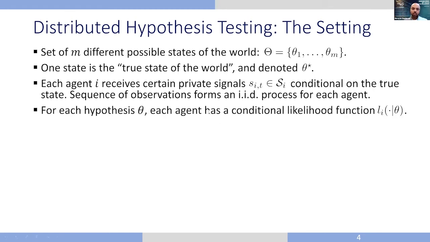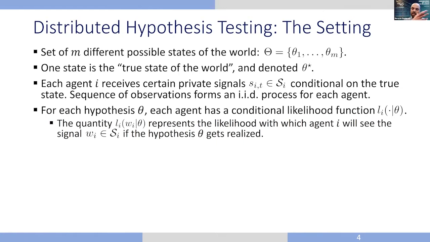For each possible state of the world, each agent has a conditional likelihood function. What does this mean? It basically says, given that this is the true state of the world, what is the distribution of signals I expect to see? Similarly, if that is the true state of the world, what would be the distribution of signals I expect to see? All of this is captured by this function, which says, what's the probability that I see a certain type of signal if this were the true state of the world?